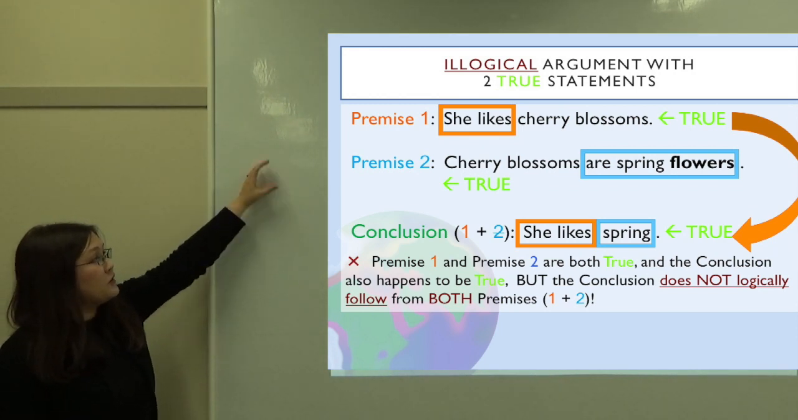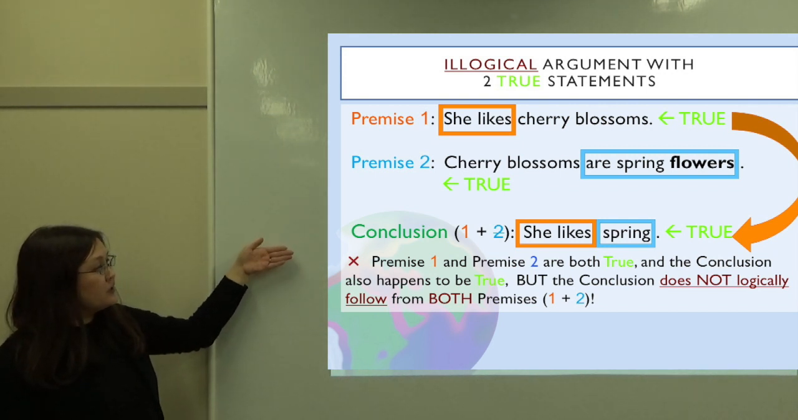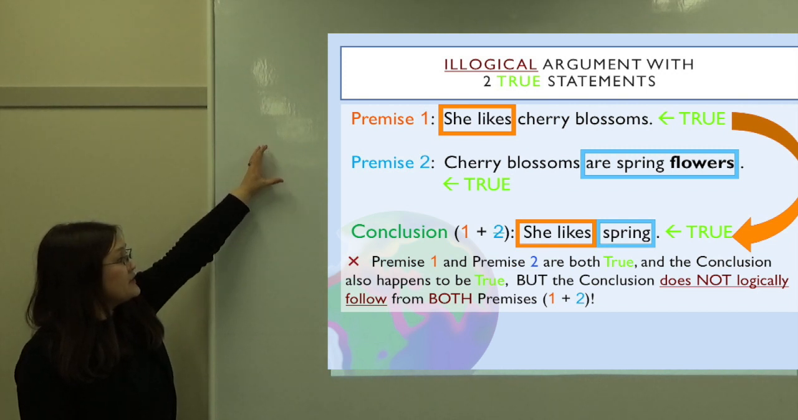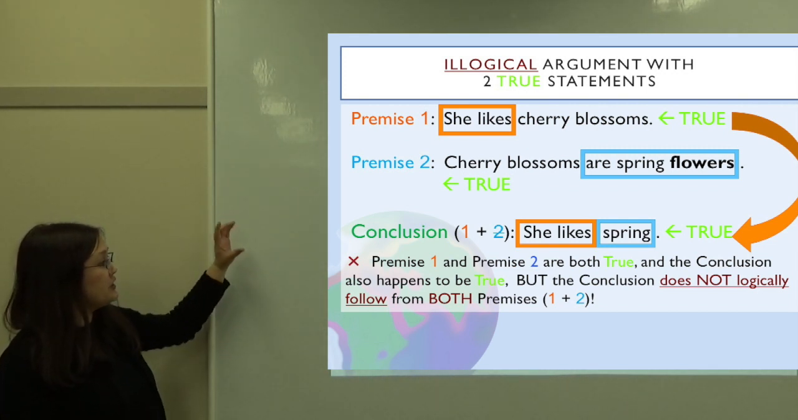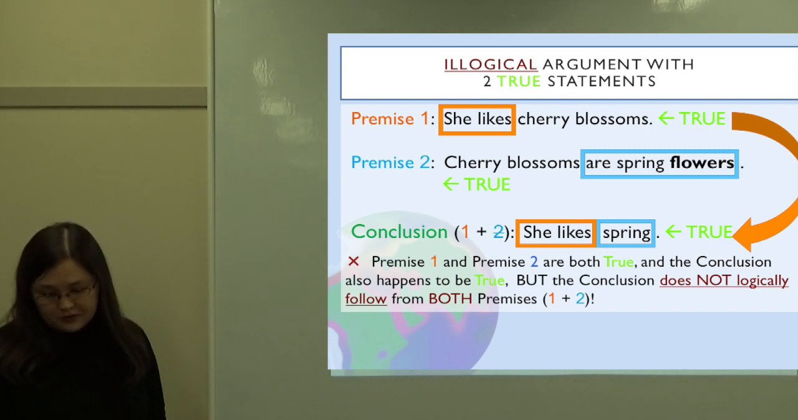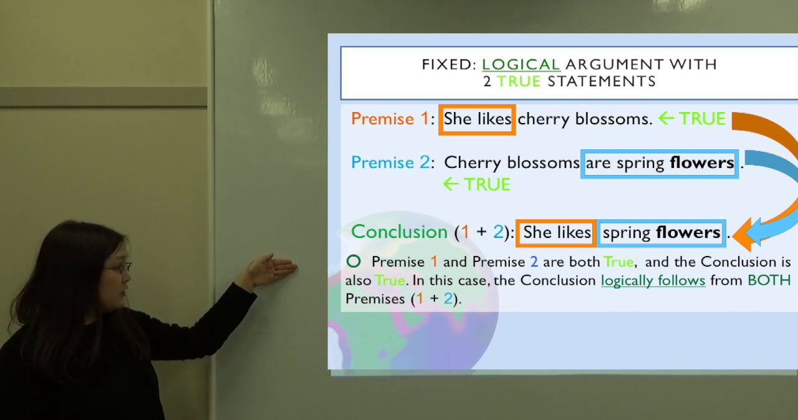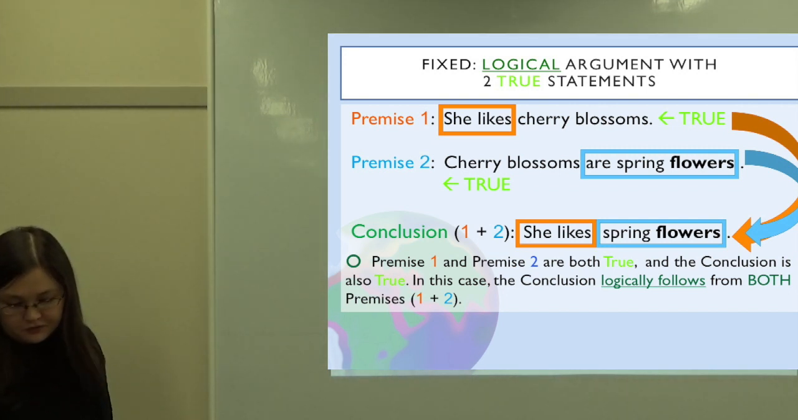So flower is what we're talking about here, not the season of spring. She likes spring is a different topic. She likes cherry blossoms. What are they? They are spring flowers. So she likes spring flowers would be correct. If flowers correctly goes into the conclusion, then we'll have a logical argument. So it's possible to fix.